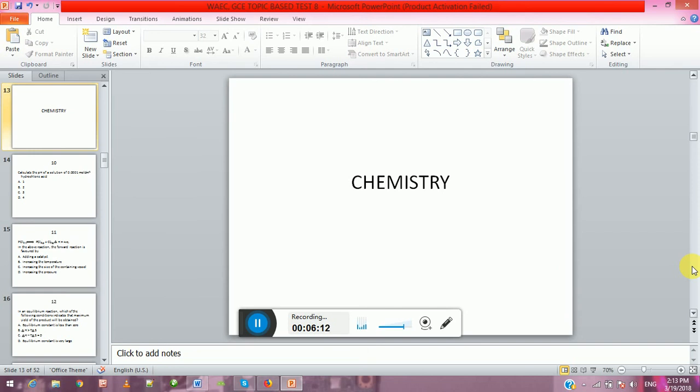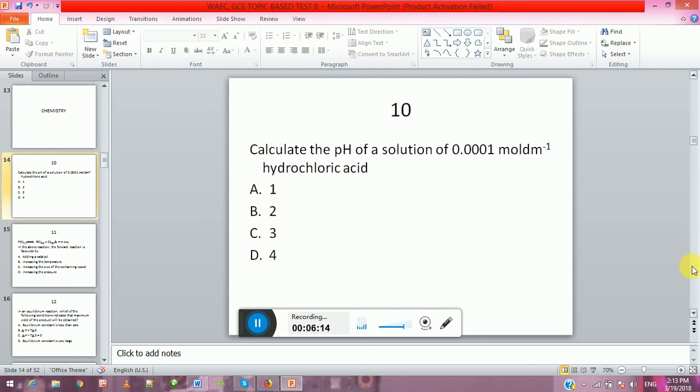Chemistry. Calculate the pH of a solution of 0.0001 mole per dm cubed hydrochloric acid. A 1, B 2, C 3, D 4.